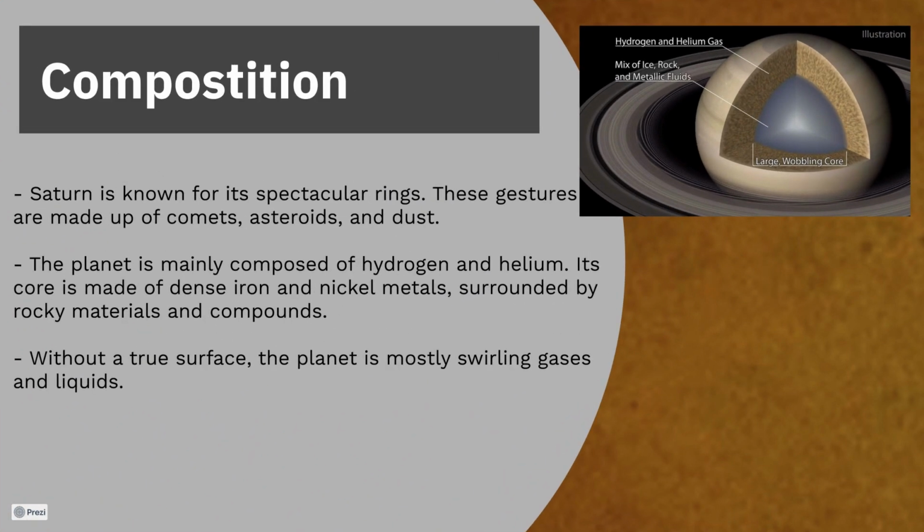Saturn's composition. Saturn's rings are a staple part of the planet. Although the other Jovian planets also have rings, Saturn's outstanding features are thought to be pieces of comets, asteroids, or shattered moons that broke up before they reached the planet. The planet and its atmosphere are made up of gas, mainly hydrogen and helium, similar to Jupiter and the Sun, while its core is mainly composed of liquid and solid metallic hydrogen. Without a true surface, the planet is mostly swirling gases and liquids.